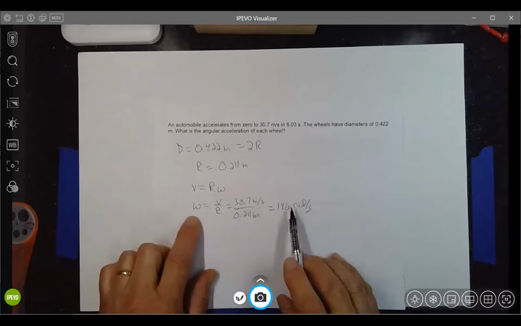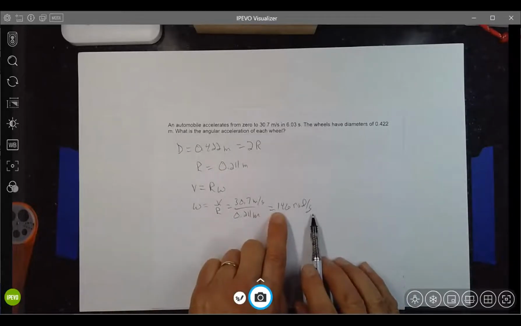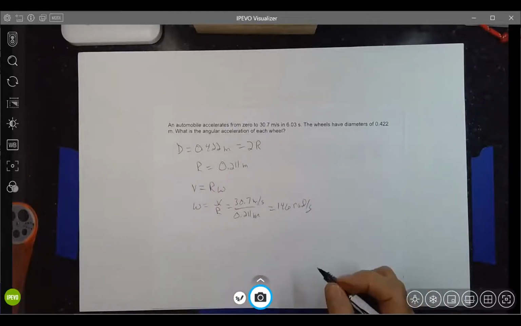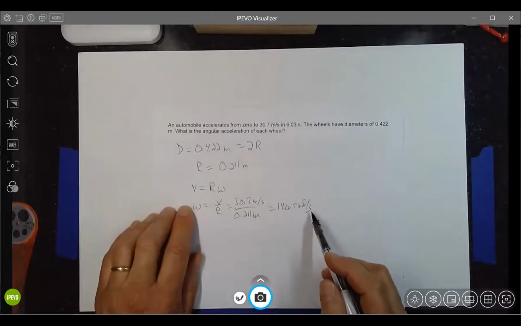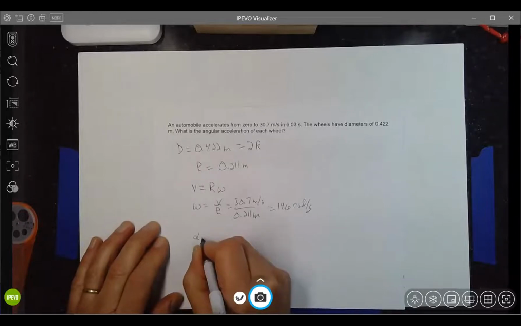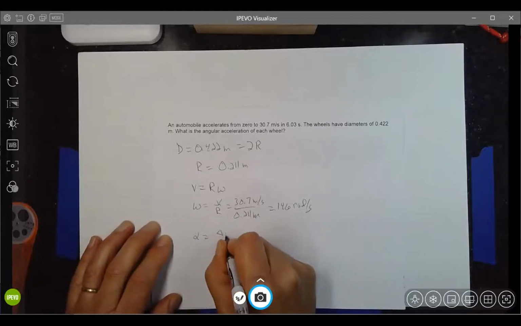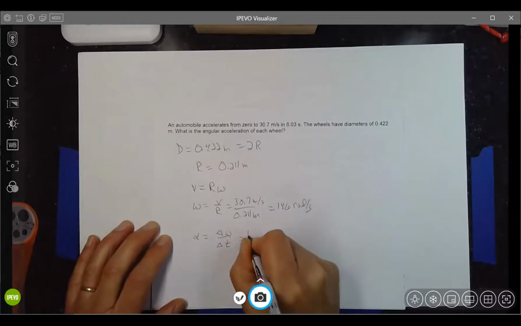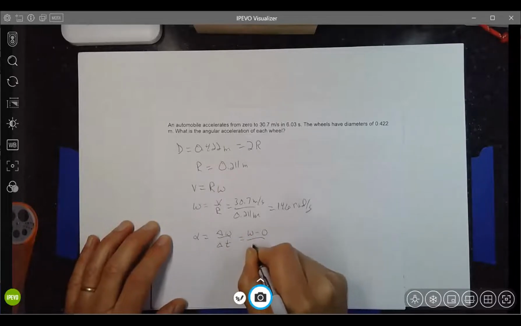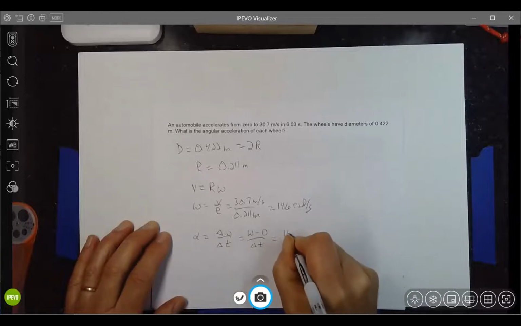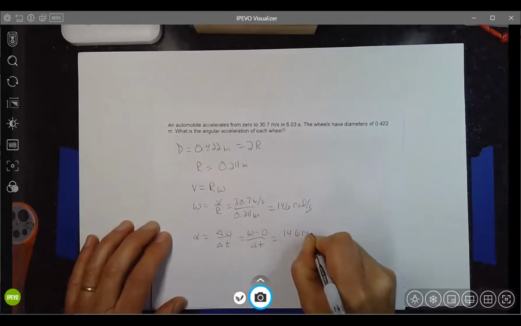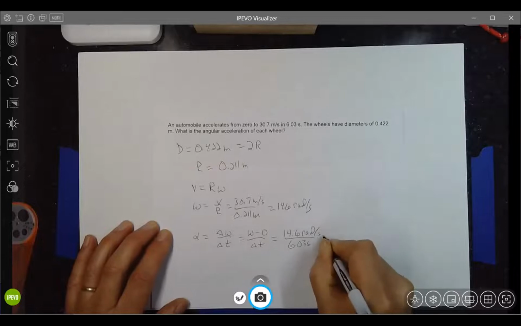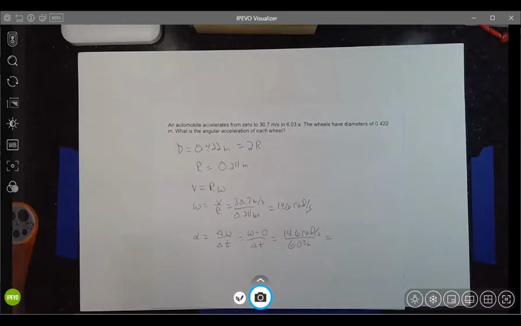Okay, well, it went from 0 to 30.7 meters per second in those 6.03 seconds. It also went from an angular velocity of 0 to 14.6 radians per second in those same 6.03 seconds. So it started from rest, it wasn't rotating, it wasn't moving, and it did that. So the angular acceleration is just going to be delta omega over delta t, or in this case, omega minus 0 divided by delta t. So I'll just plug in the numbers here. 14.6 radians per second divided by 6.03 seconds. And I'll get some nice number for this.